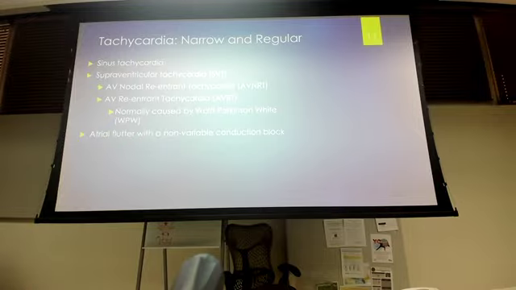And then we have atrial flutter with a non-variable block. And what that means is the atria are fluttering and the AV node is allowing the depolarization down to the ventricles at the same time every time. Okay, so it's regular. It's a non-variable block.